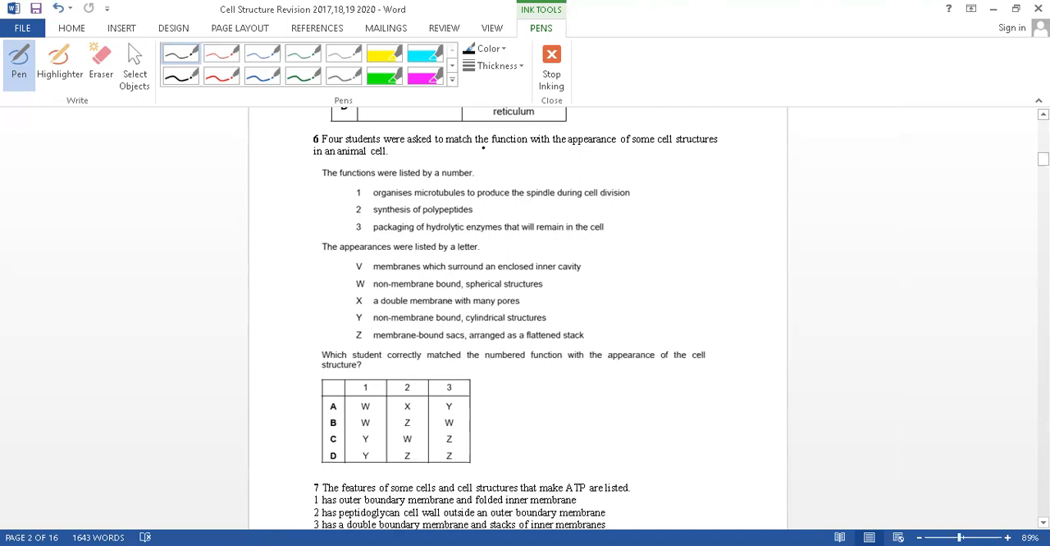Four students were asked to match the function with the appearance of some cell structure in an animal cell. Okay, this is only about animal cell. The functions are listed by a number. Number one is organizes microtubules to produce the spindle during cell division. So which one helps in producing the spindle during cell division? You tell me, I can write. Who makes the spindle in cell division?